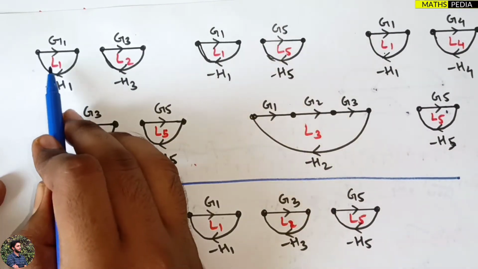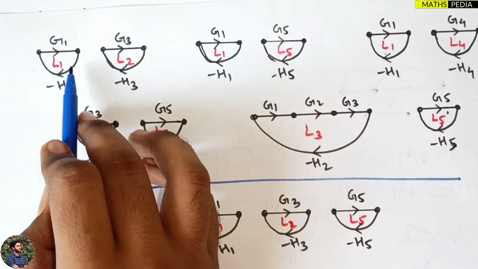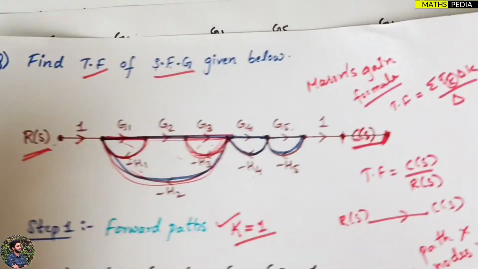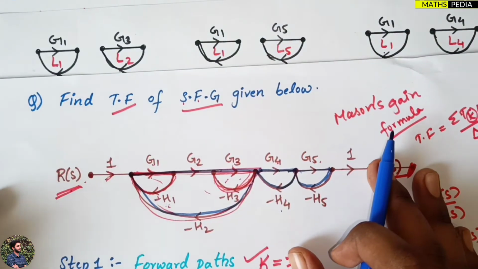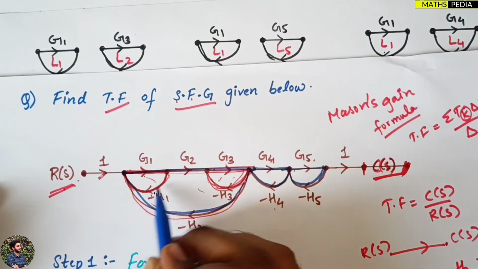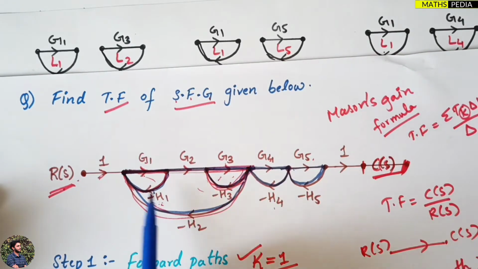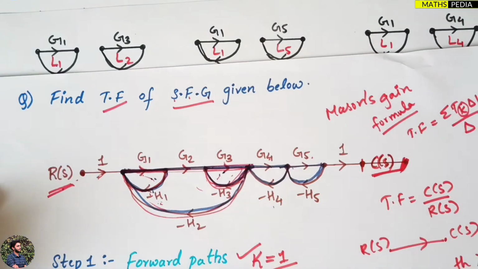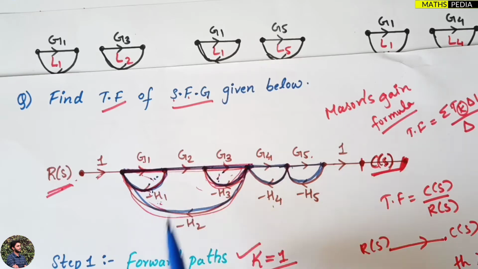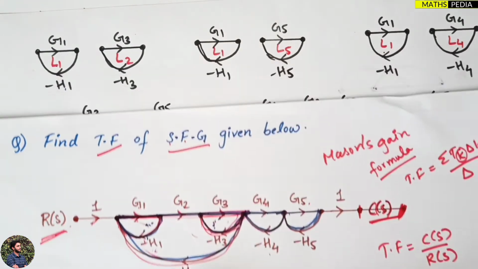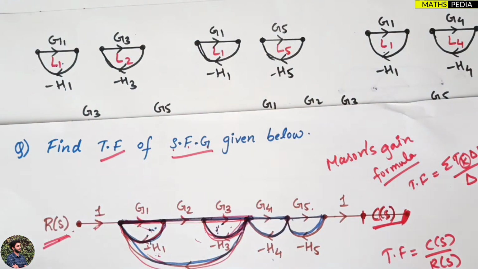I'll start with the first one, L1 and L2. These two are two non-touching loops. Why? Because let us go back to the signal flow graph. G1 H1, G3 H3. Now observe carefully. G1 H1, this loop and this loop, you can observe that these two loops are not touching each other. Correct? Since the nodes are separated. So this two is a pair. We have got one pair of two non-touching loops. So L1 and L2 will be a pair of two non-touching loops. So the first one we got.